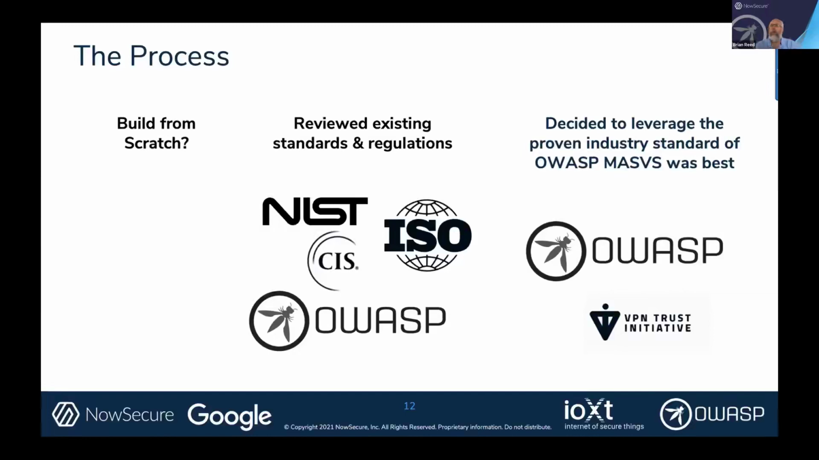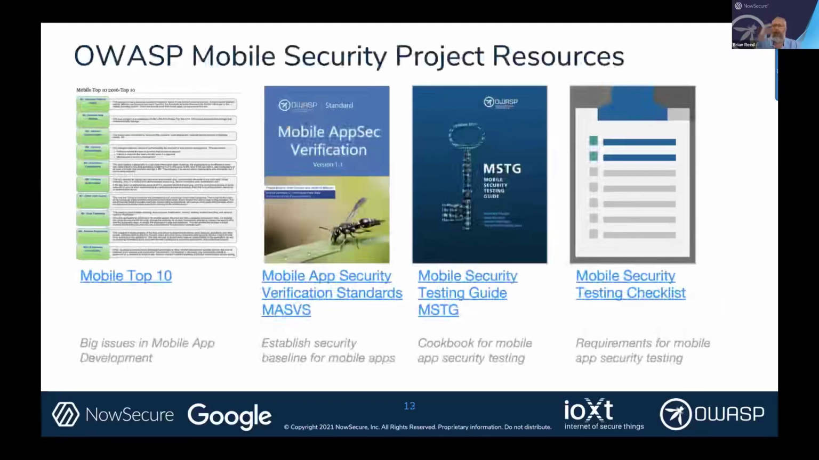Here we go. Now, as we started merging in the VPN stuff, we grabbed some core components from the VPN Trust Initiative as well. And so what I'd like to do is walk you through how we went about doing this. So first, we took a look at the OWASP project resources. And clearly the MASVS and the MSTG are the core. It's evolved a lot since the OWASP Mobile Top 10. So we started digging into that, right?